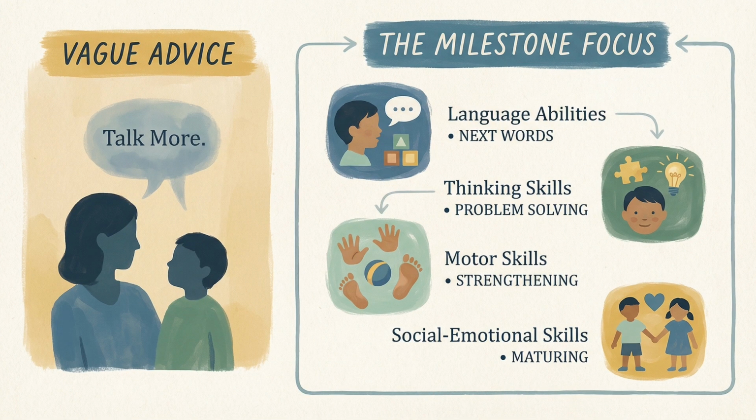Within each pillar, we further break development down into milestones. What are milestones? Milestones are clear development abilities that emerge during a specific age range. So instead of vague advice like, help your child talk more, we focus on milestones such as what language abilities tend to appear next, what thinking skills are forming, what motor skills are strengthening, and what social emotional skills are maturing. Our point is clarity. What you're aiming for, and why it matters.